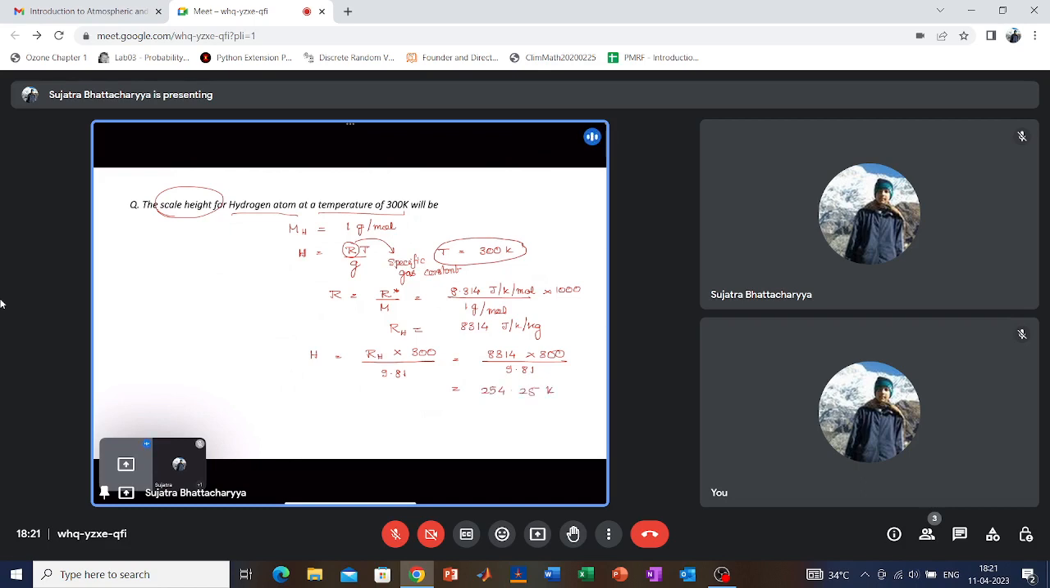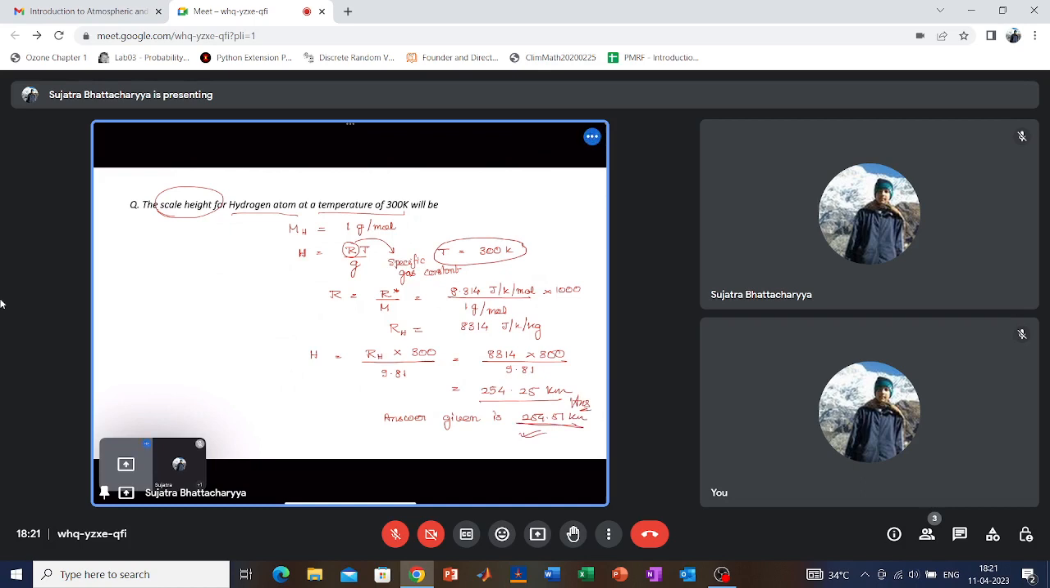254.25 kilometers. The answer given is 254.51. So that answer is correct. So this is the answer. Right? So two options are given there with same unit and same thing.